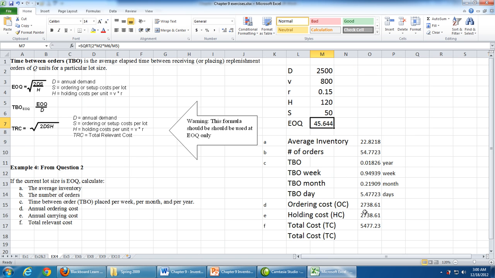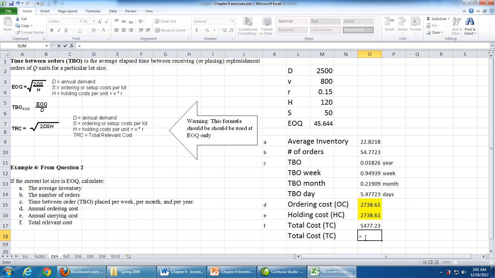Once we find that, we can follow the same procedure to find the rest of the information. But one thing to point out about EOQ is that it is the point where the ordering cost is equivalent to the holding cost. When you add these two costs together, you get the total cost. You can also find total cost by using one formula. Remember that this formula can be used at the EOQ point only.